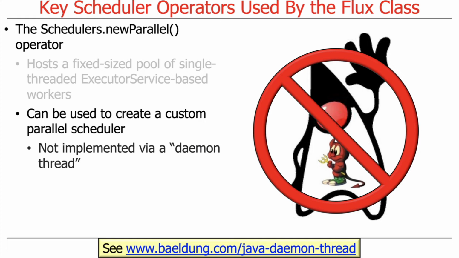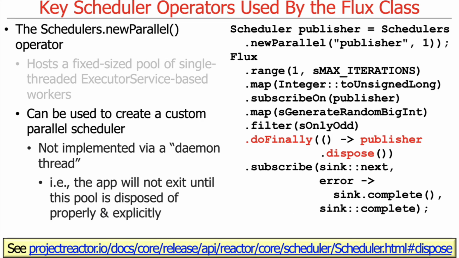This is interesting. newParallel is not implemented using a daemon thread. And the word new is the indicator to get that point across. As a consequence, your program will not exit until you correctly dispose of this scheduler. And how do I know that? Because I got it wrong the first time I did it. I ran my program and I'm like, why isn't it terminating? Of course it's not terminating, because newParallel doesn't make a daemon thread. So it wants one that's going to be disposed. And we'll talk about this later, but this is an easy way to dispose of something.